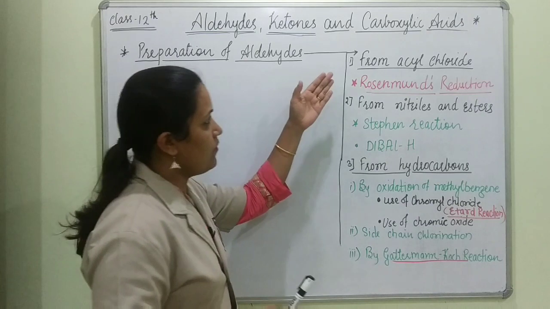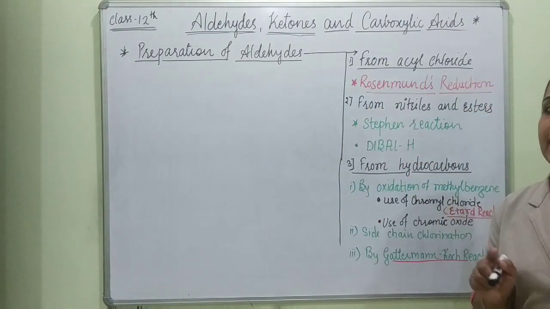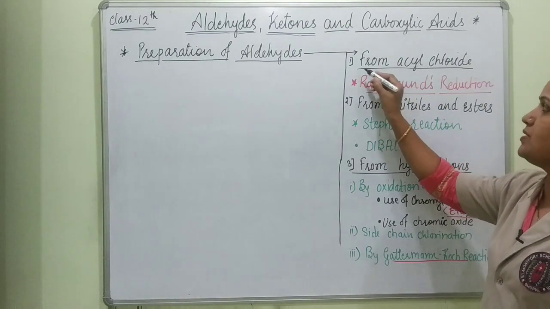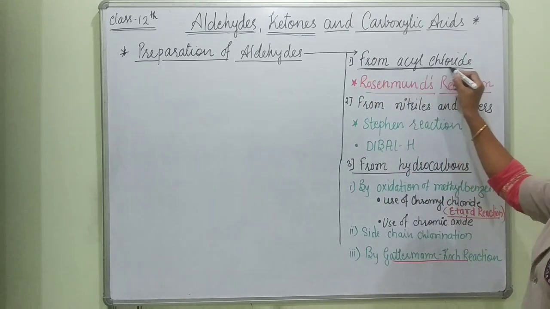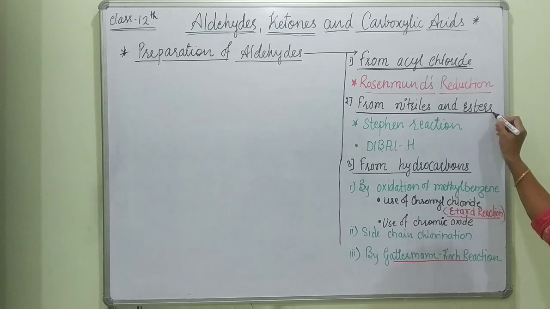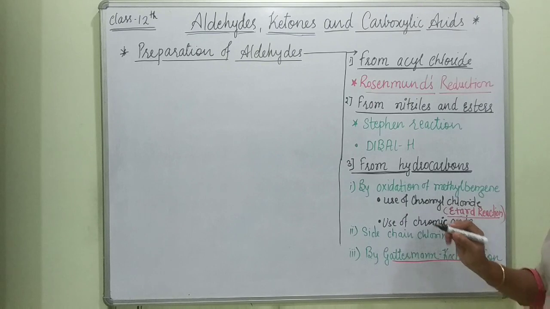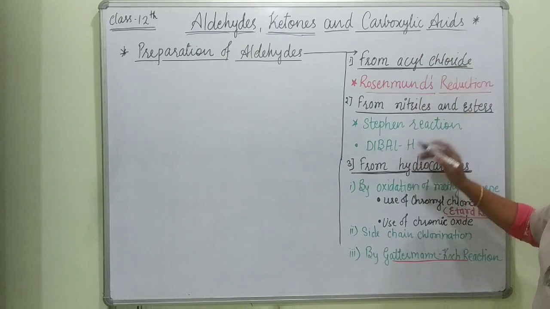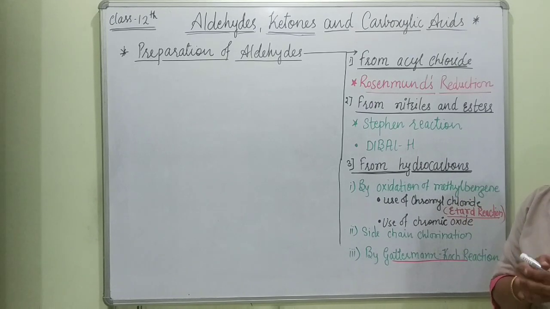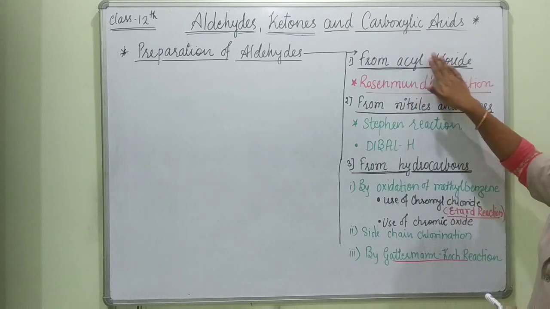Now here, if you can see this slide, I have mentioned how aldehydes can be prepared. Mainly aldehydes can be prepared with these three methods. The first one is from acyl chloride, the second one is from nitriles and esters, and the third one is from hydrocarbons. On these three categories I have written a few more points which are involved in that particular point. For example, from acyl chloride.